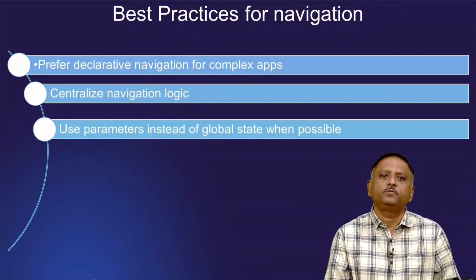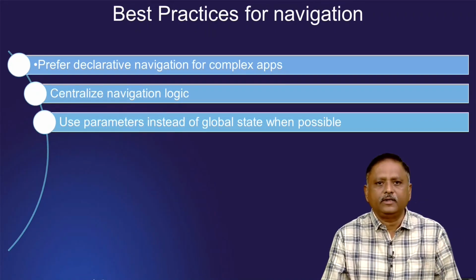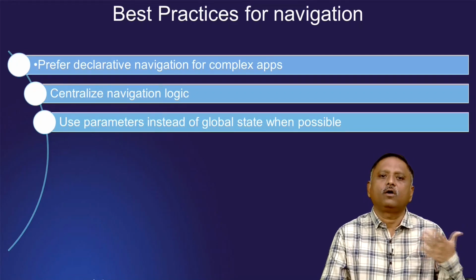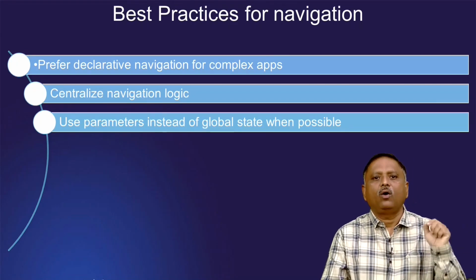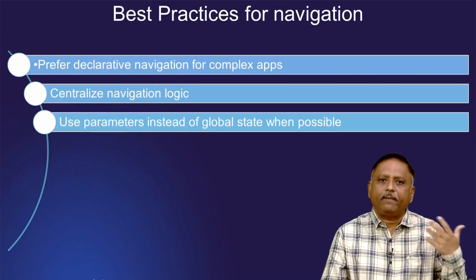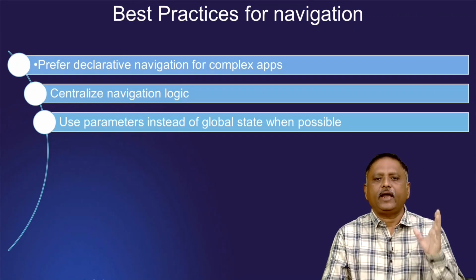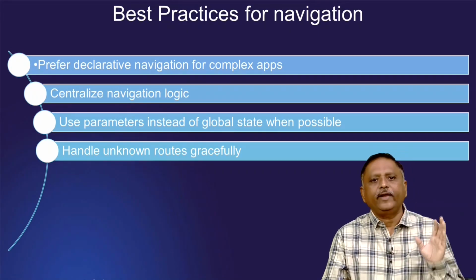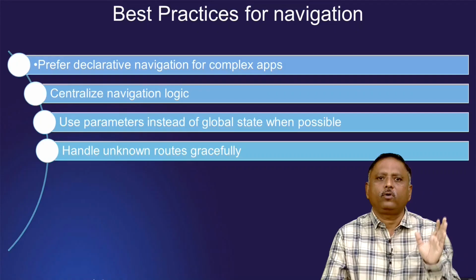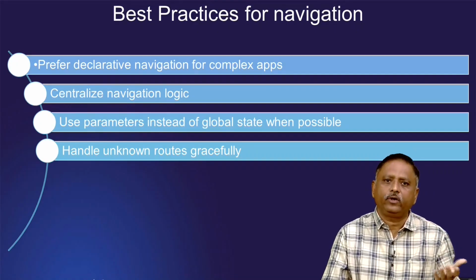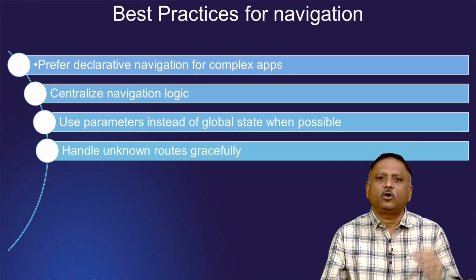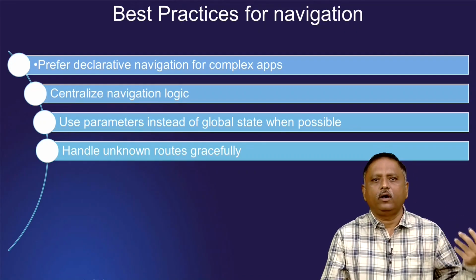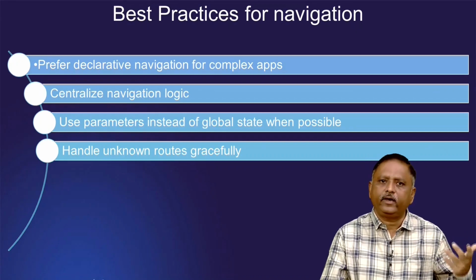Third, use parameters instead of global state whenever possible. Pass IDs, query parameters or filters directly in the URL or path. This makes your app easier to debug, test and share. Handle unknown routes gracefully. You should always provide a 404 page or fallback route. In GoRouter, this is automatic. In Navigator 2.0, handle it with onUnknownRoute or onGenerateRoute.